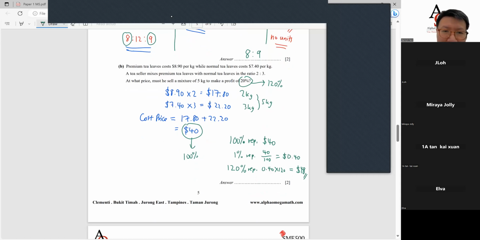Okay. Of course, you can go and find 20% and plus. Alternative method, I can go and find what is 20%. Sorry, not equal. I also made the same mistake. 20% will represent this times 20, which is $8. So to find 120%, I can just take my original 40 plus the $8, the 20%, to get $48. Either way is fine.